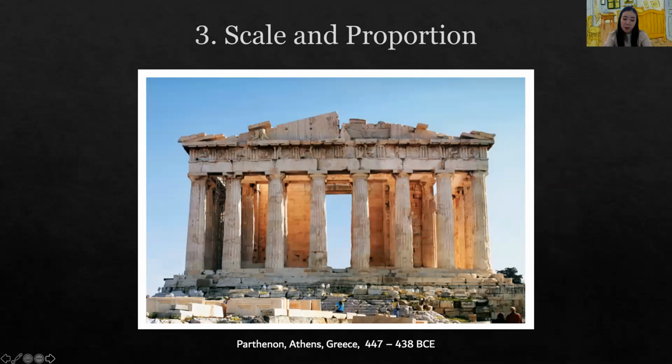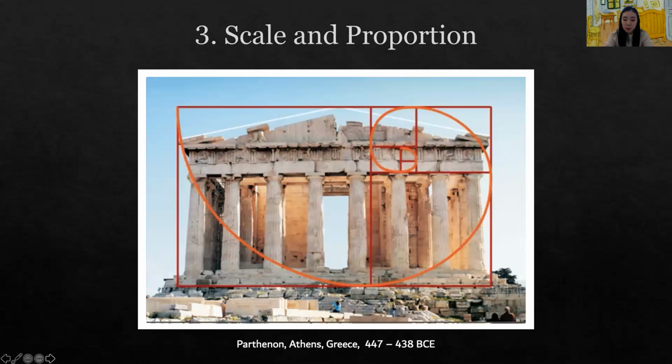This is the Parthenon in Athens, Greece, constructed between 447 BCE and 438 BCE, dedicated to the goddess Athena Parthenos, the warrior maiden. This is the most typical architectural form to use the golden section. We're going to continue with the rest of the principles of design next week.